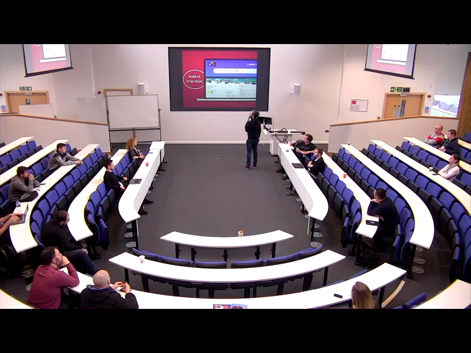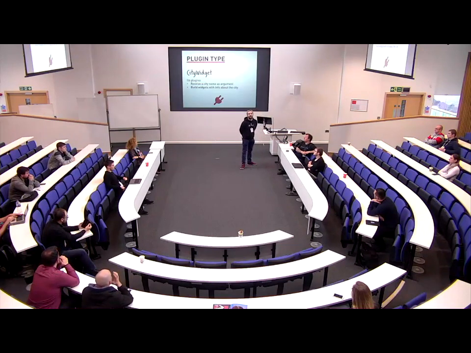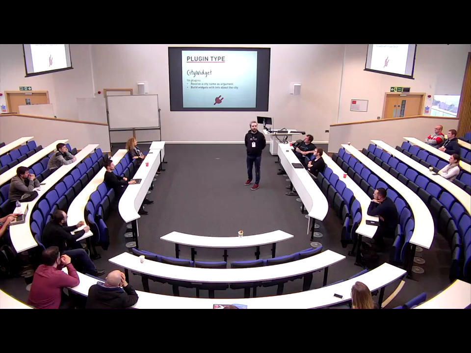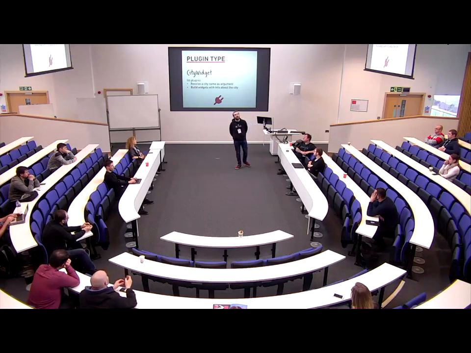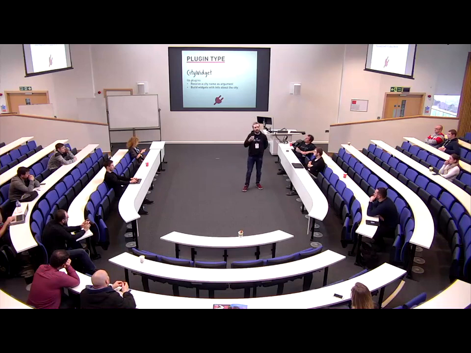So let's see how a plugin is made. The first thing that you have to identify is the plugin type. Let's call our plugin type a city widget, right? So our website, our page, will be made of city widgets. A city widget is a plugin that needs to receive a city name as argument and has to build a widget with the information about the city. So the plugin gets a city name and outputs some HTML code. The logic inside depends on the implementation that we want to make.